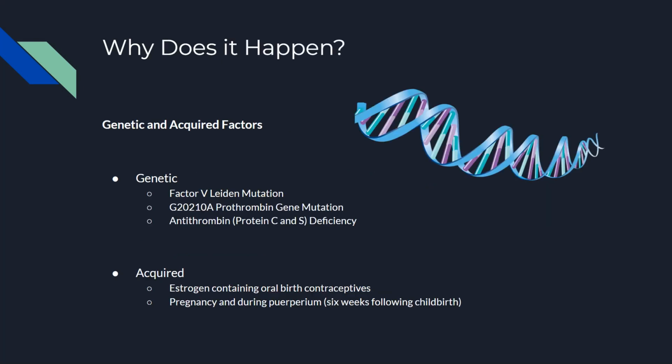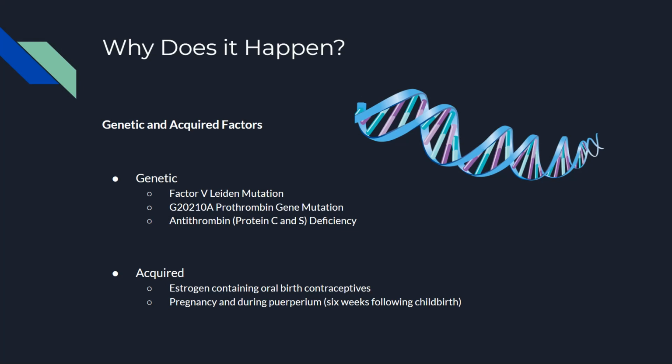So why does it happen? There are numerous risk factors that contribute to CVT, some being genetic and some being acquired. Genetic predisposition includes mutations in the listed genes below. An acquired risk, on the other hand, includes things like estrogen-containing oral contraceptives, so birth control, which is actually the leading risk factor for CVT.